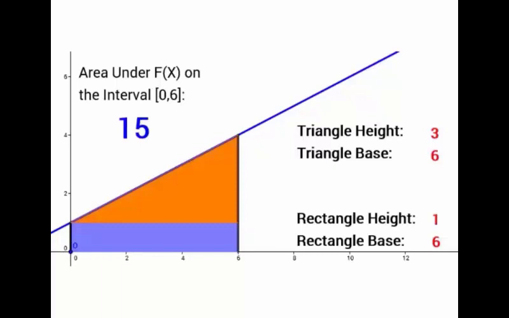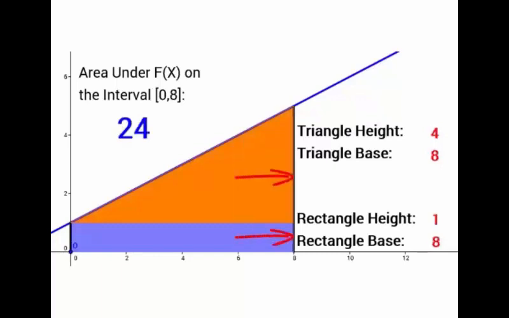We calculated the area under f for a fixed interval. Suppose we took the boundary value of 6 and replaced it with a different value. What would change? Suppose we move the boundary value to 8. We would extend the base of both shapes by 2 units, and increase the height of the triangle by 1 unit.